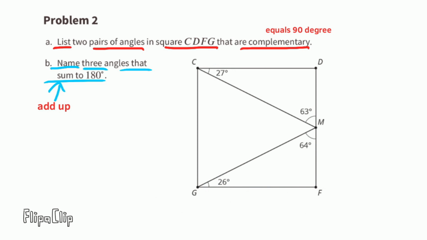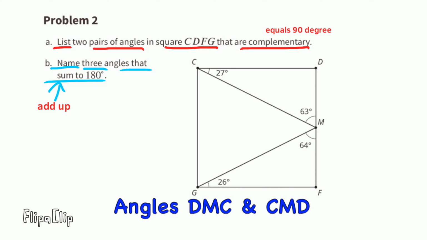B. Name three angles that sum to 180 degrees. Remember, sum means to add them up. Let's look at these three angles: angle C, angle D, and angle M. We know that angle D is a 90-degree angle, and we know that 63 degrees plus 27 degrees is also 90 degrees. 90 degrees plus 90 degrees equals 180 degrees. So we can say that angles DMC and CMD sum to 180 degrees.